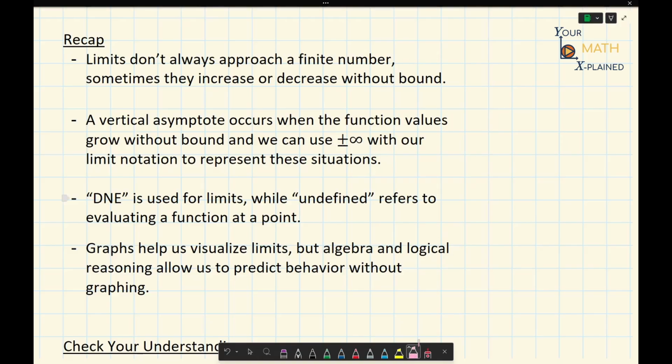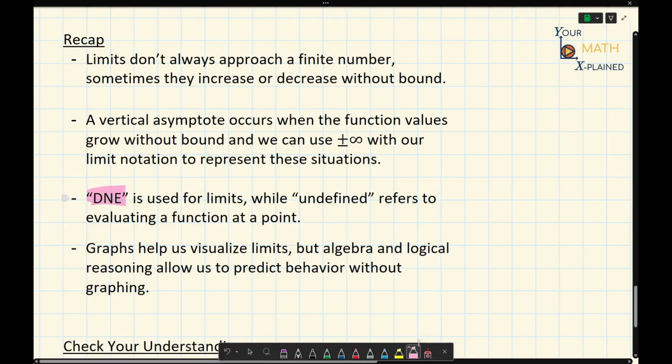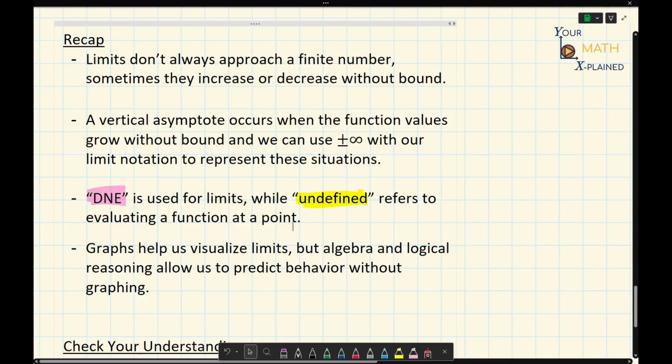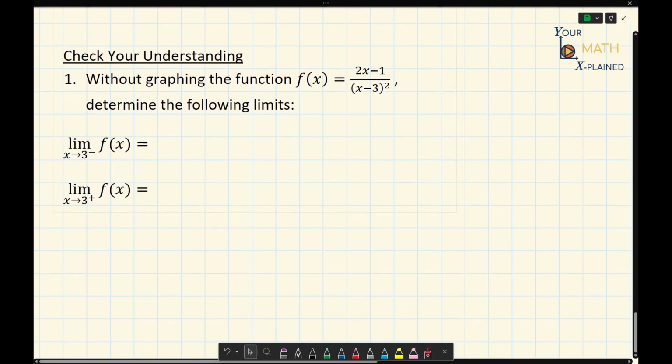We saw the difference between does not exist and undefined. We use does not exist for limits, and we use undefined when we're talking about evaluating a function at a particular point. And finally, we worked with both graphs and algebra and logical reasoning. We used graphs to help us visualize limits, but algebra and logical reasoning allow us to predict behavior without actually graphing them.